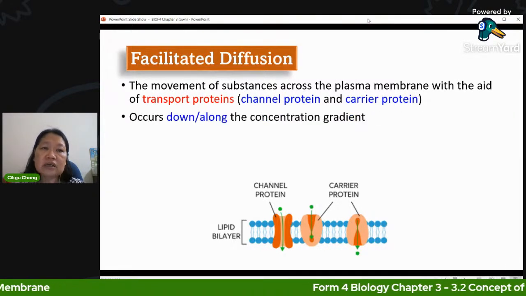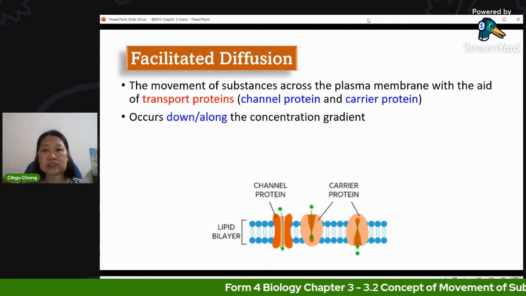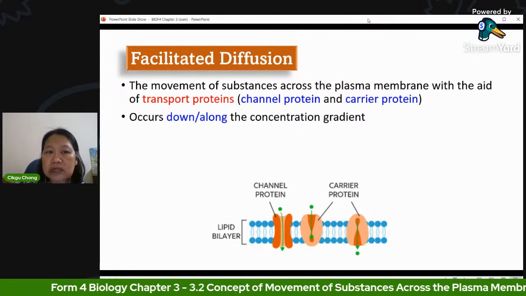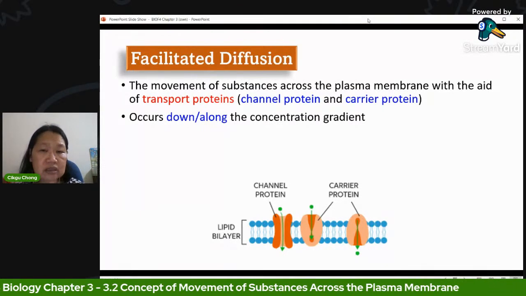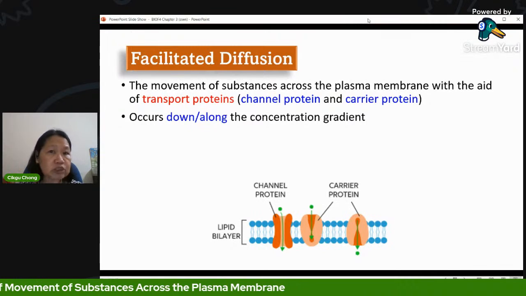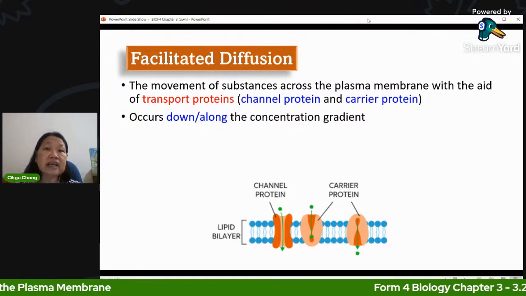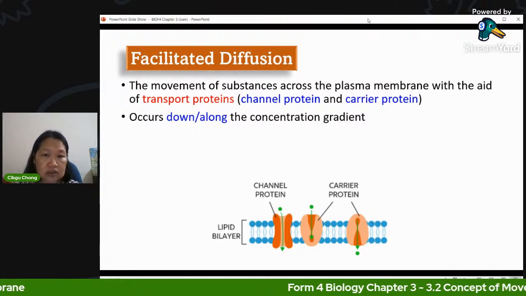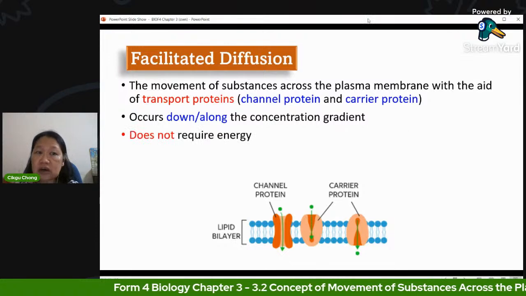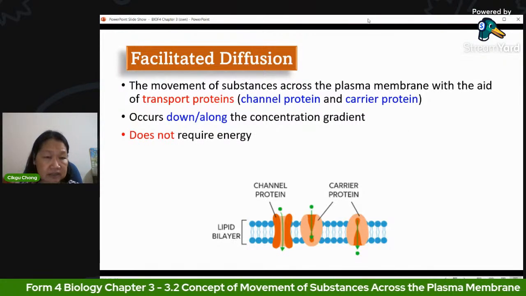Okay, so here it will also follow the same principle as your other types of passive transport. It will go down along the concentration gradient. That means from more to less. You must see which side has more molecules. The side that has more will always move to the side that has less. It will move across through the transport proteins. It does not require energy. That's why it's called passive transport.